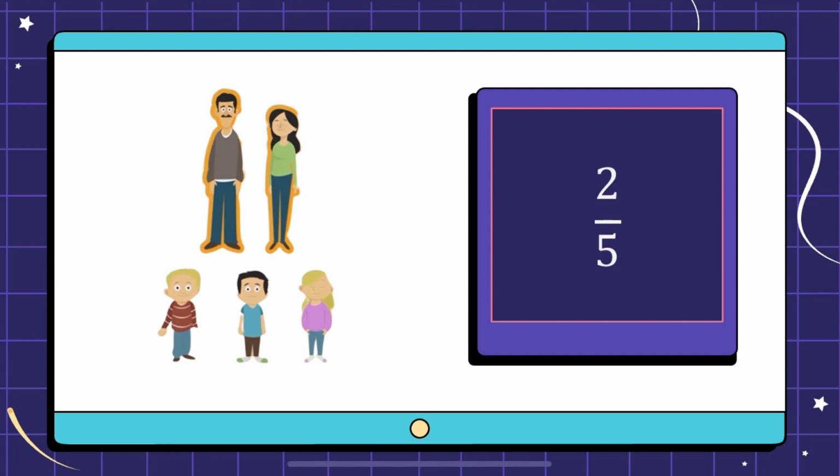Number 5 below the line is called the denominator. It indicates that there are 5 people in the group. Number 2 above the line is called the numerator. It indicates that 2 people in the group are adults. Exactly.